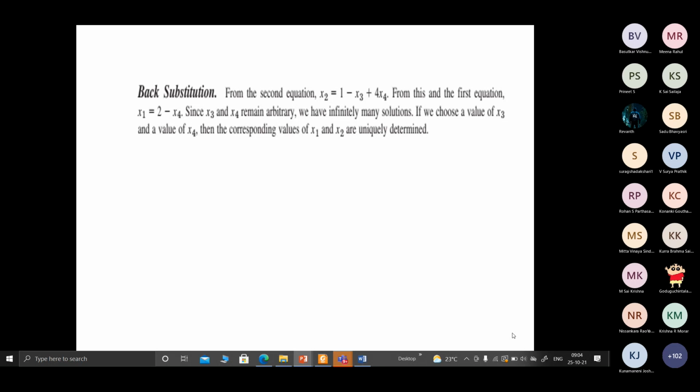If you choose a value for x3 and x4, then you will get x1 and x2 infinitely. So what is x1 here now? x1 is equal to 2 times x4. x4, what is the value we have chosen? k2. And x2 will be 1 minus k1 plus 4 k2. This is the solution, where k1, k2 are arbitrary.